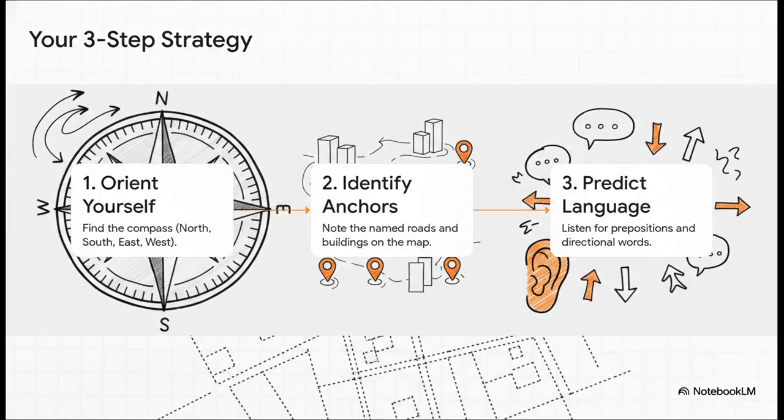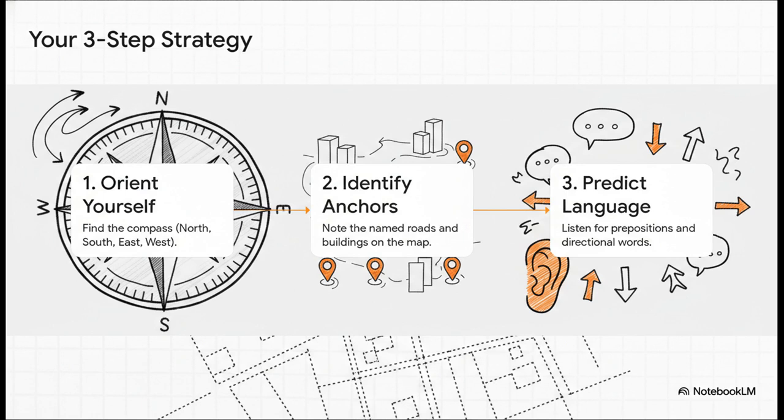Okay, this three-step strategy is your key. First things first, you've got to orient yourself. Look for that compass so you know which way is north, south, east, and west. Step 2 is all about identifying your anchors. What are anchors? Well, they're the places that are already named on the map, like Crawley Road or the bank. These are your starting points. And finally, step 3. Try to predict the kind of language you're about to hear. We're talking about prepositions of place and directional words.